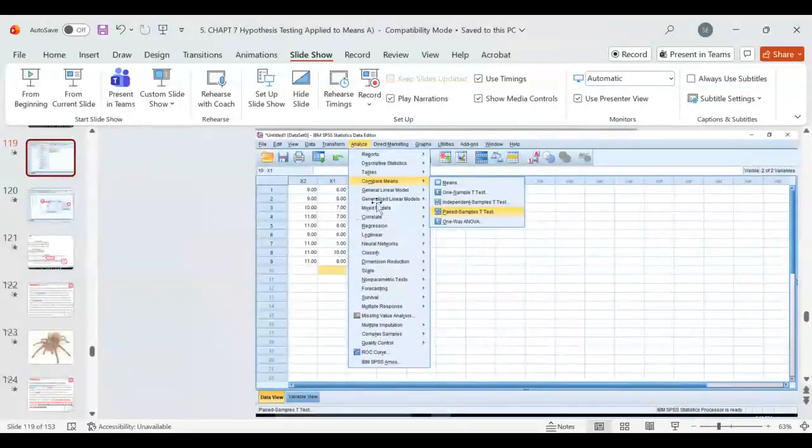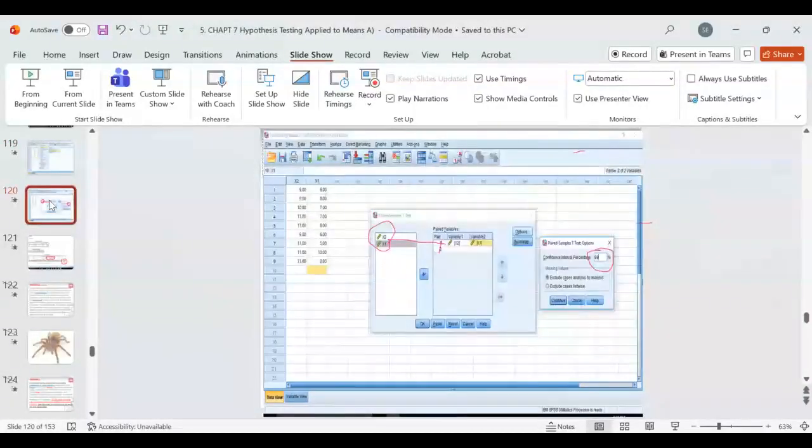Then you go to analyze, same thing we did last time, and compare means. Last time we used the one sample t-test. This time we use the paired samples t-test. You've got to know all the names, like repeated samples t-test or paired samples t-test. Same thing, repeated measures design. So you click on that.